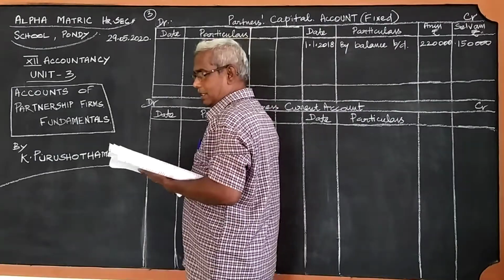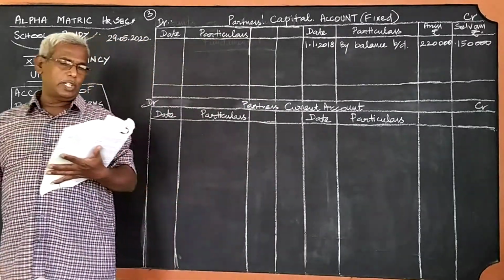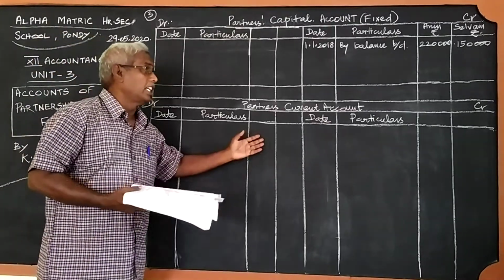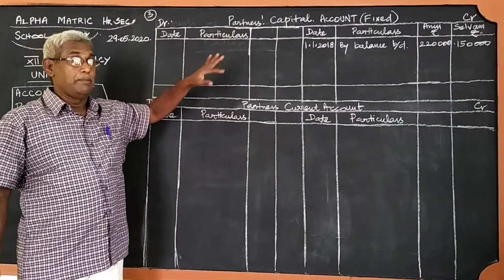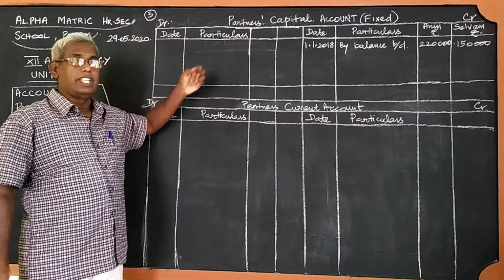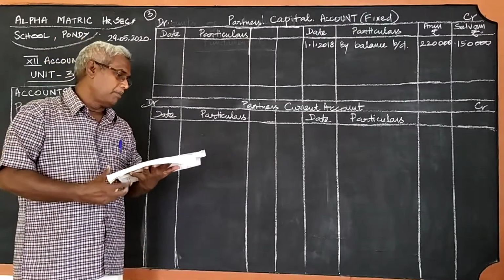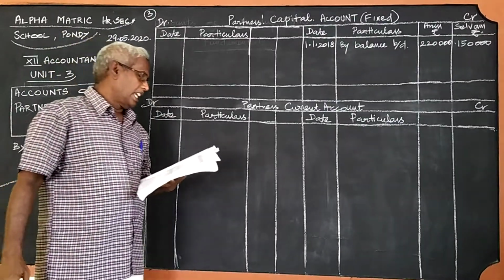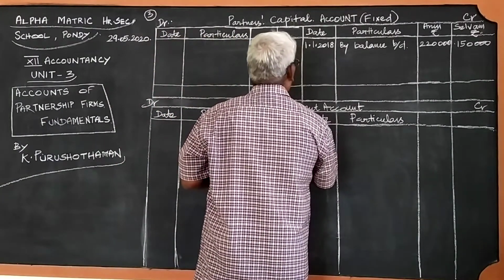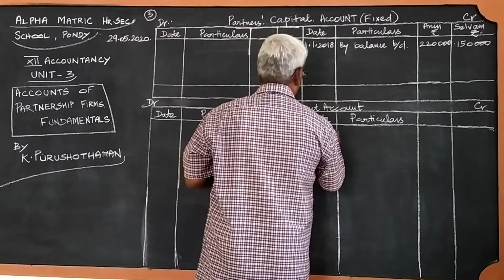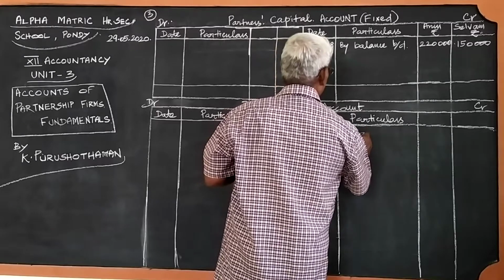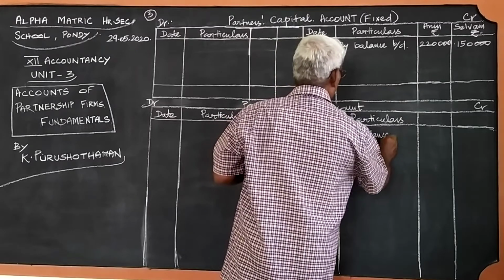And the second item is current account on 1st January. This should appear under current account. I am doing both the sums simultaneously. Wherever the entry should be passed, I will pass the entry. The second entry comes under current account. Current account on 1st January 2018, 1/1/2018. Here also it is by balance brought down.